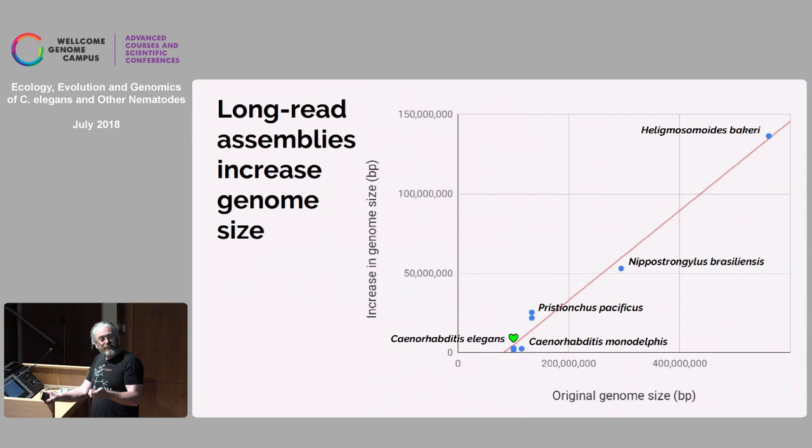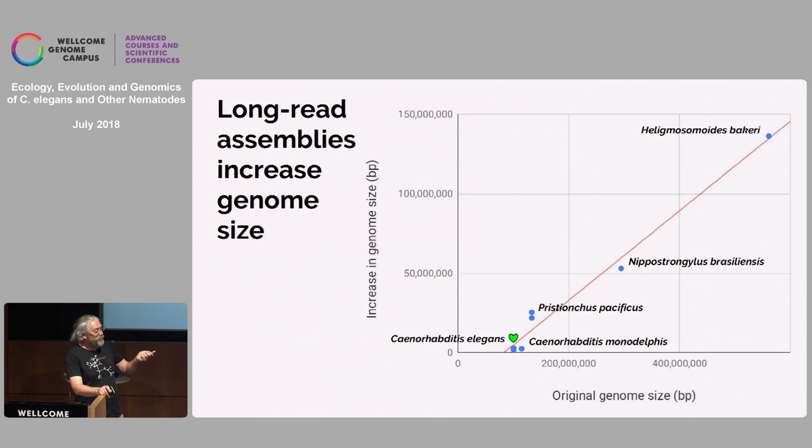Nippostrongylus brasiliensis, a nematode that has a 300 million base pair genome, has an extra 50 million base pairs found when you do PacBio sequencing. And our sequencing of Heligmosomoides bakeri, which started out as about 570 million base pairs, is now at 700 million base pairs. So you see there's a very nice linear trend here in how much longer the genome gets with long-read sequencing, and this is mostly due to the fact we're discovering new repeats. These repeats were collapsed in the Illumina assemblies, and that's true in Caenorhabditis as much as anywhere else, and are now revealed by long-read sequencing.